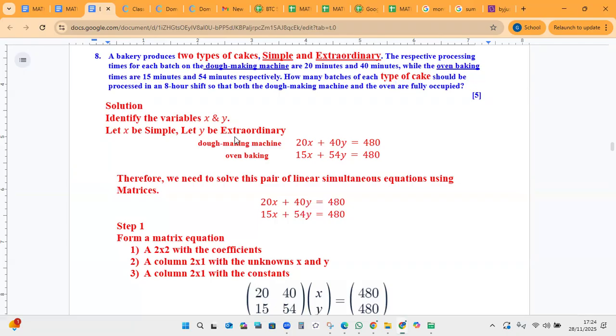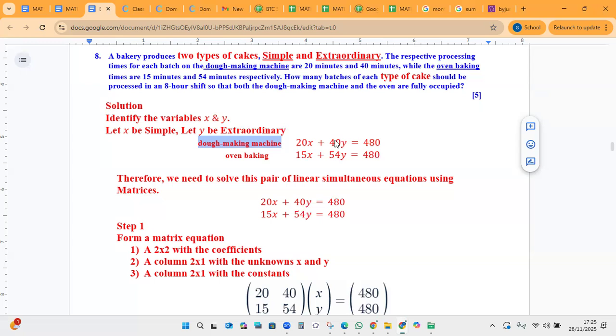Okay, it doesn't really matter. Now, for the dough making machine, 20 minutes for X and 40 minutes for Y. For each X, you need 20 minutes. Okay, for each simple, you need 20 minutes. And for each Y, for each extraordinary, you need 40 minutes. And you've got a total of 480 minutes in all, because remember, it's an 8-hour shift.